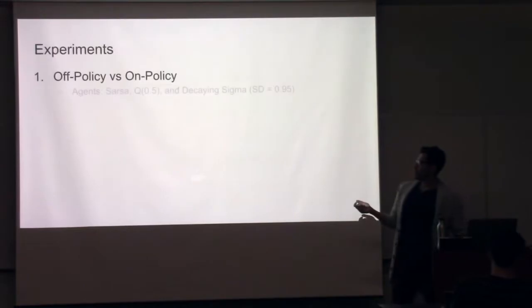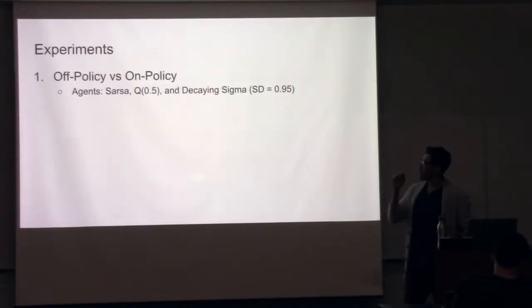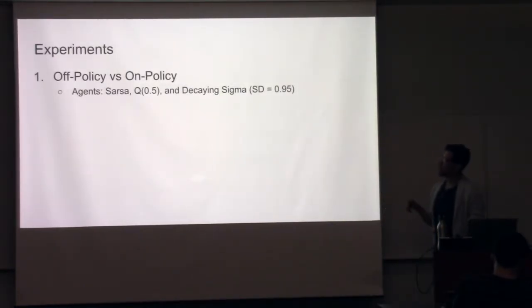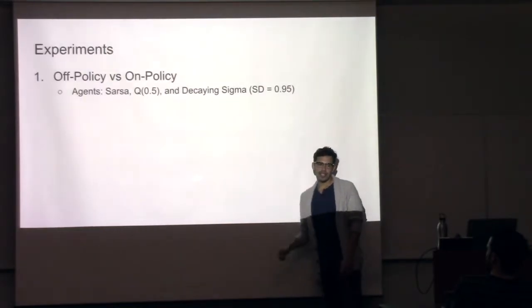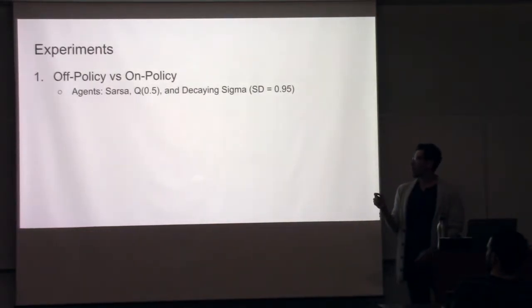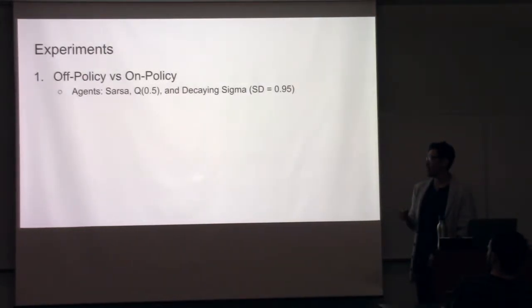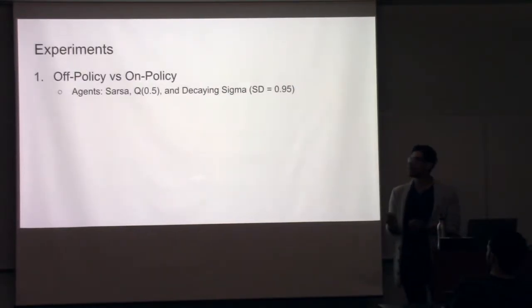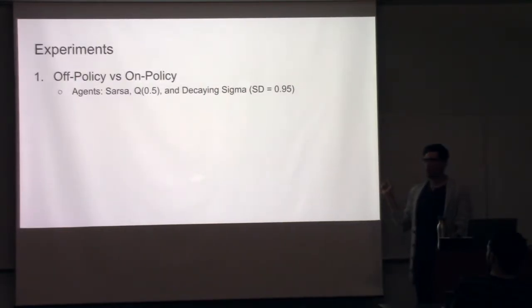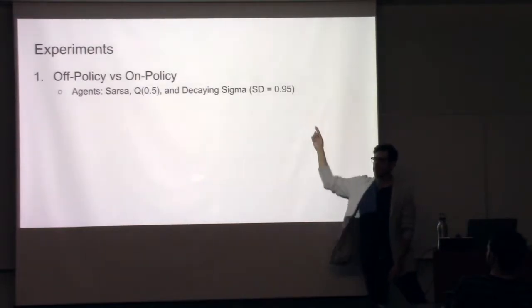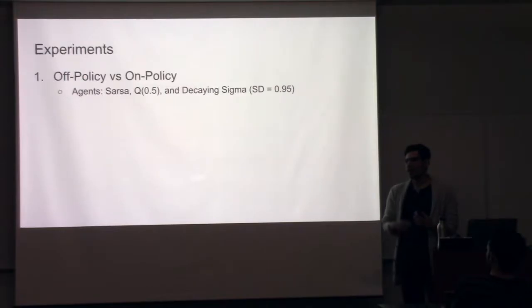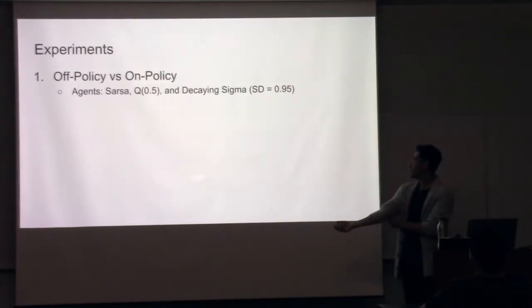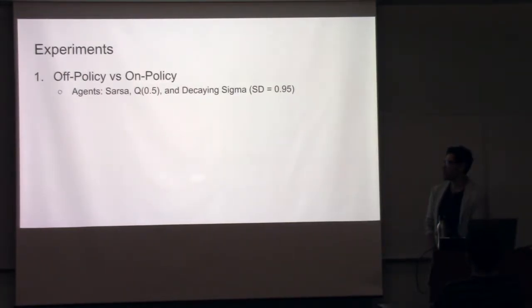For this experiment, I'm going to try 3 different agents: a Sarsa agent, a Q sigma 0.5 agent, and a decaying sigma agent. Now, this decaying sigma agent is just a Q sigma agent whose parameter sigma gets initialized at 1, and then over time it decays exponentially towards 0 at a rate of 0.95. That means at the end of each episode, we multiply sigma by 0.95, and then over training, it eventually is going to reach 0.